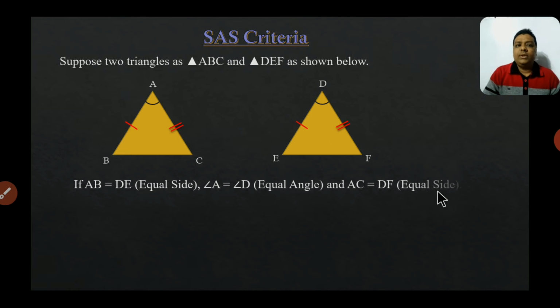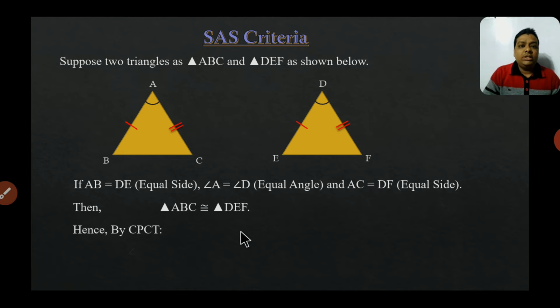And if these two triangles are congruent to each other, then again the rest of the parts of this triangle are also equal to the rest of the parts of this triangle. By which method? By CPCT. Since these two triangles are congruent, by CPCT we can say that angle B equals angle E, like this.